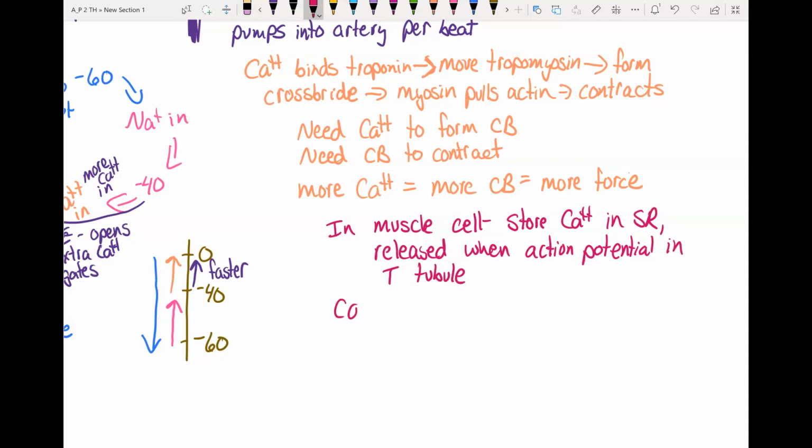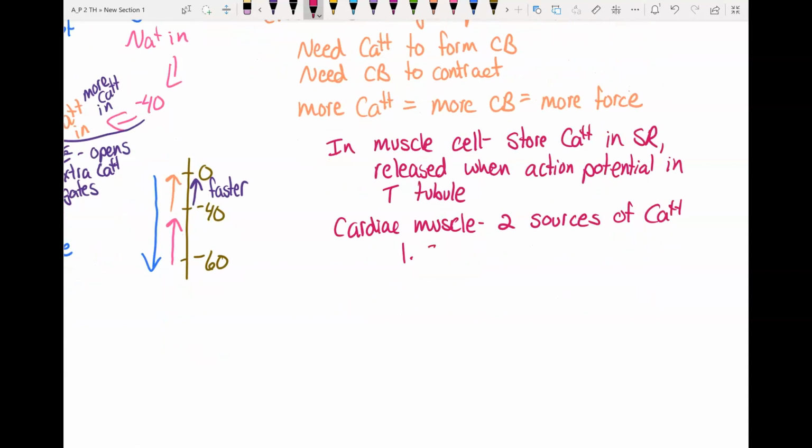In cardiac muscle, you have two sources of calcium. So you have calcium that is stored in the sarcoplasmic reticulum, just like you learned about with skeletal muscle. So when that action potential from the node reaches the cardiac muscle cell, it's going to stimulate the sarcoplasmic reticulum to release that stored calcium, just like you learned about back in chapter 10.